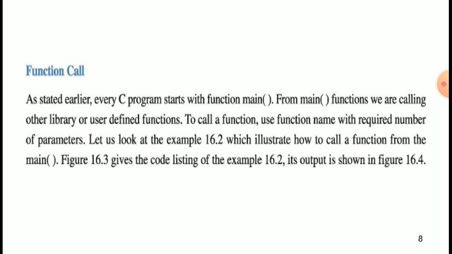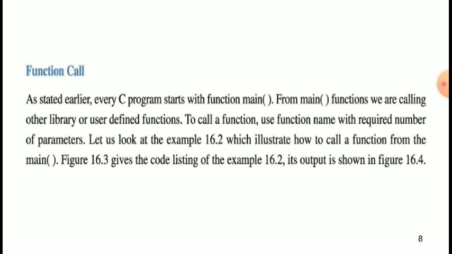Next is the function call. As stated earlier, every C program starts with the function main. From the main function, we call other library or user-defined functions. To call a function, use the function name with the required number of parameters. Let us look at an example which illustrates how to call a function from main. Figure 60.3 gives the code listing of the example and output.